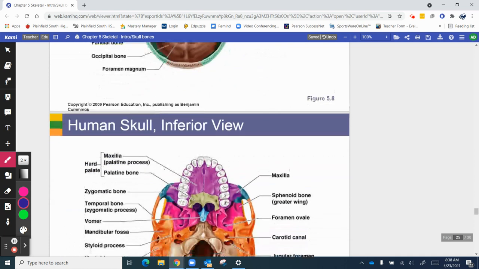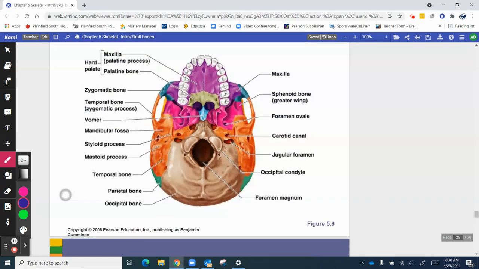Okay, this is an inferior view of the skull. So we're looking at it from the bottom. You can see all of those basic bone shapes there. A couple things here to take a look at. There is the hard palate. So the maxilla makes up the front, and then there's this little bone towards the back called the palatine bone that makes the rest of that up.